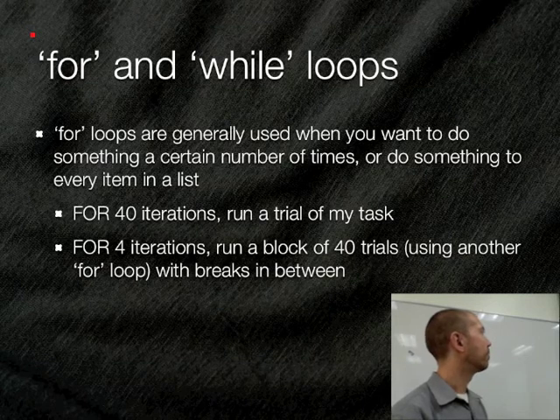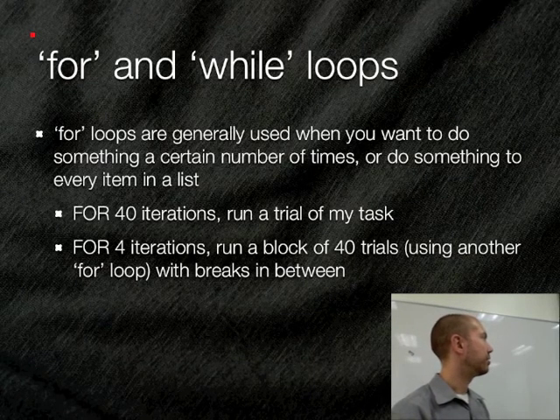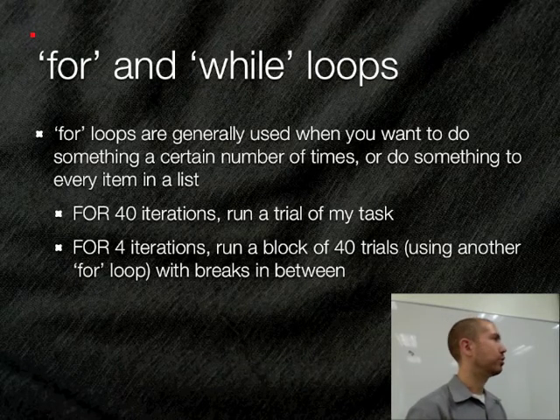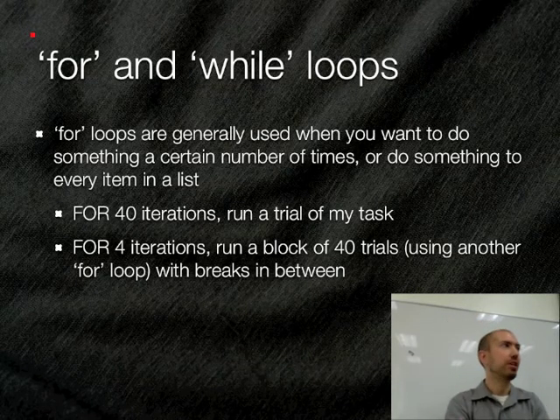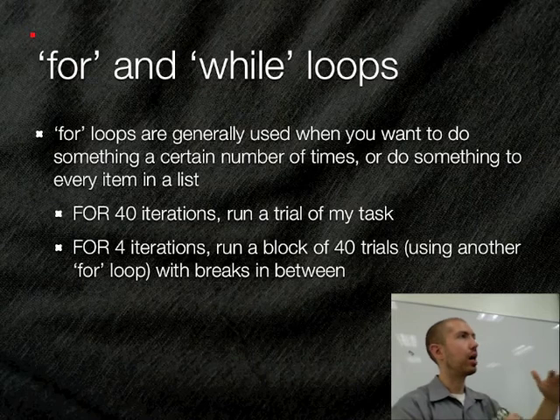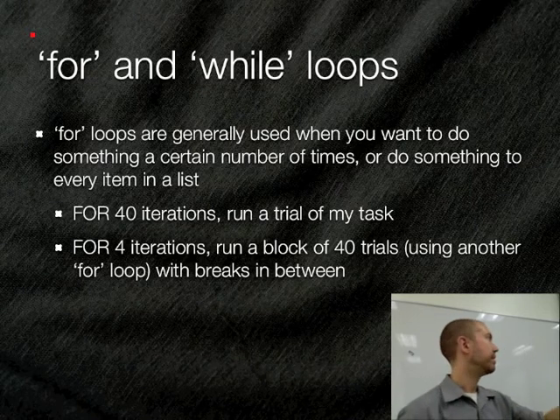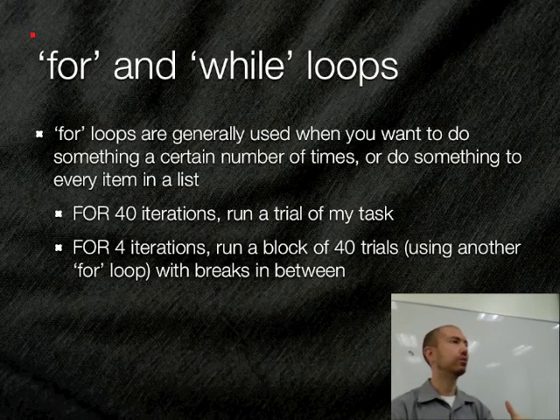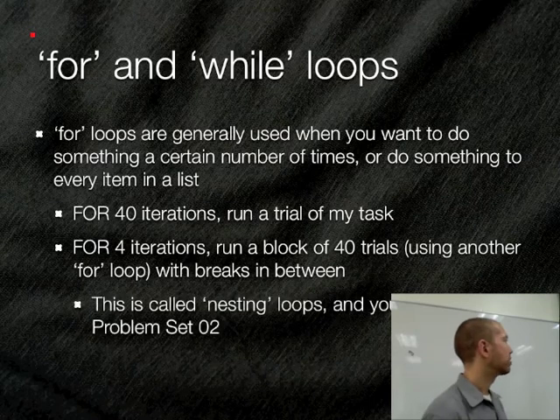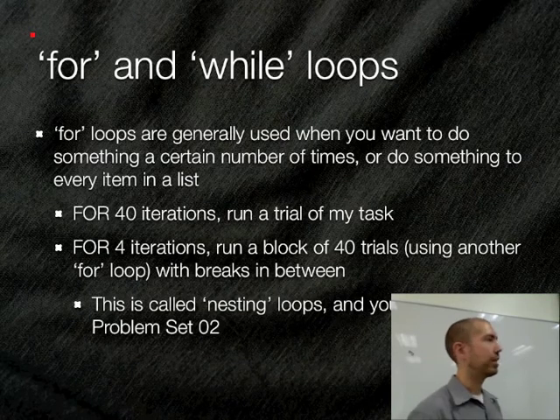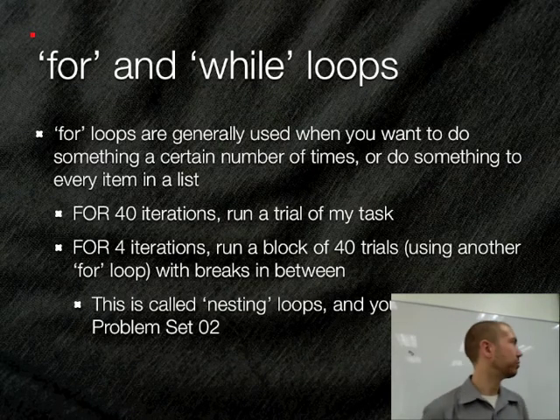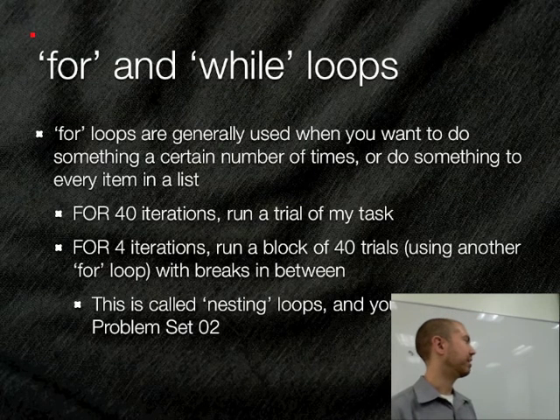Or for 4 iterations, run a block of 40 trials, which might use another for loop with some breaks in between, right? You've probably done this in E-Prime before, where you have a block list of things to do, and within that block list, you might have a trial list of things to do. This is something we call nesting loops, and I'll definitely make you do this in problem set 2, but we won't be doing that quite yet today.